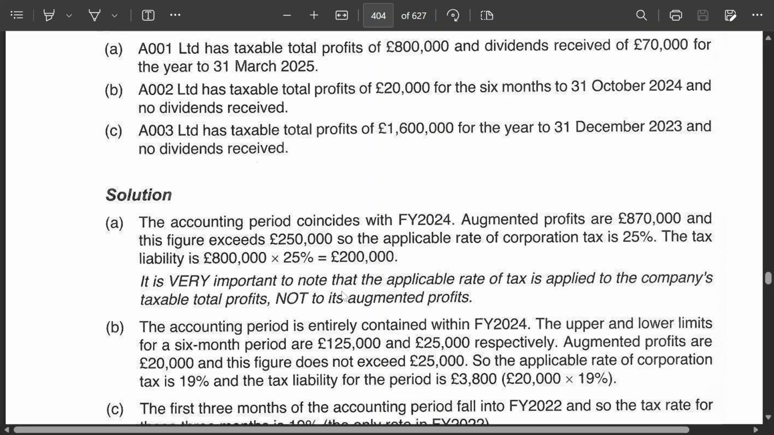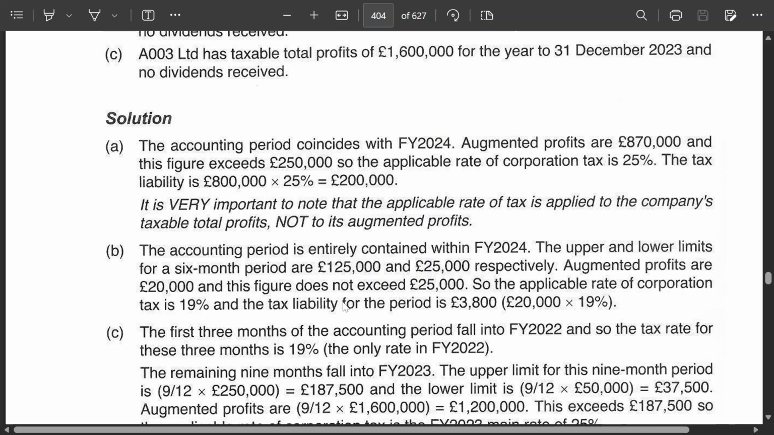Okay, so also remember this part here, the thing that is given, that we use the augmented profits only to find out the rate of tax that is going to be charged. But once you finalize the rate of tax, you don't apply it to the AP, you apply it to the TTP. So you have to be careful about that as well, okay?